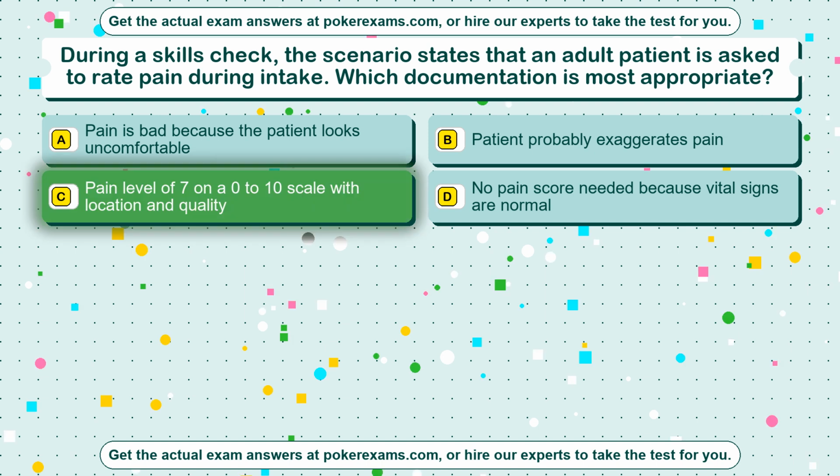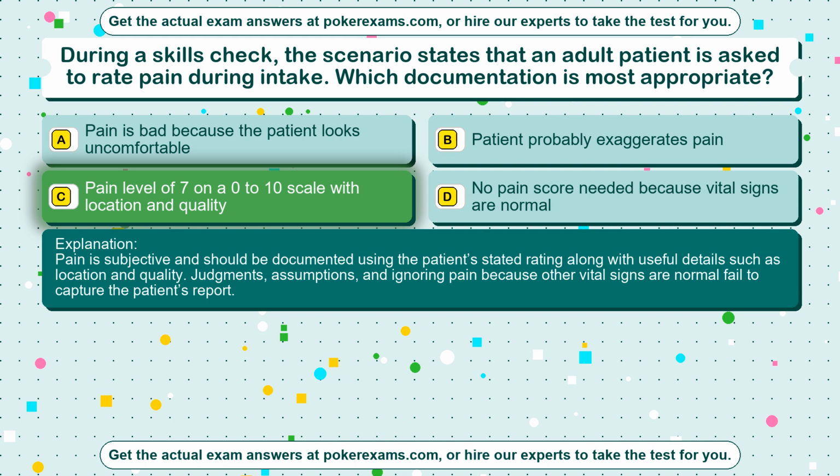The correct answer is option C. Pain level of 7 on a 0 to 10 scale with location and quality. Pain is subjective and should be documented using the patient's stated rating along with useful details such as location and quality. Judgments, assumptions, and ignoring pain because other vital signs are normal fail to capture the patient's report.